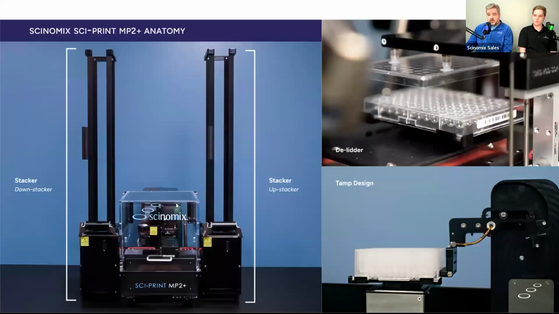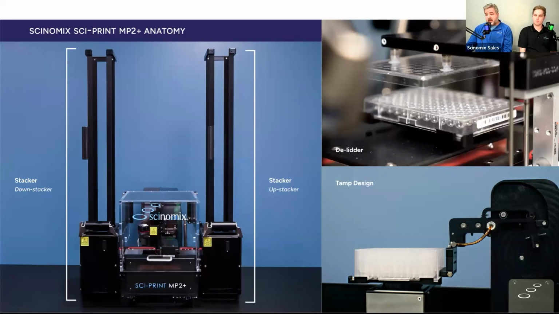So a quick little version of this is, here's the main version here in the middle. On the left hand side, the left stacker is the down stack, so that's where you would stack your plates to be labeled. They will unstack. They will go across the conveyor in the middle to the tamp area. And then in the upper right hand corner is our delitter option, which is on here. So it will take the lid off of the plate and then rotate the plate to tamp on the sides of the plate that you would like to use.